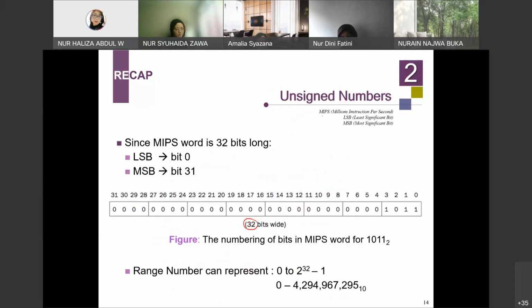So under unsigned number, do you still remember what LSB is and what MSB is? LSB is least, MSB is most. So MSB will be here, LSB will be here. Bit 0 is our LSB, bit 31 is our MSB. And in terms of range, this one is for 32 bits long, so you have this range.